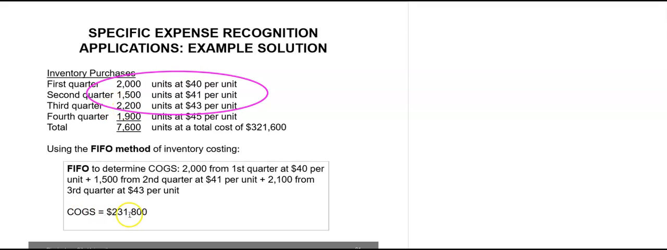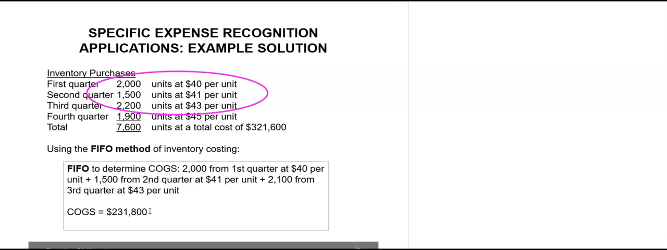The cost of goods sold in this case is equal to $231,800, which is equal to the cost of the 2000 units from the 1st quarter at $40 per unit, 1500 units from the 2nd quarter at $41 per unit, and 2100 units from the 3rd quarter at $43 per unit. This is exactly the same as we obtained from the specific identification method.